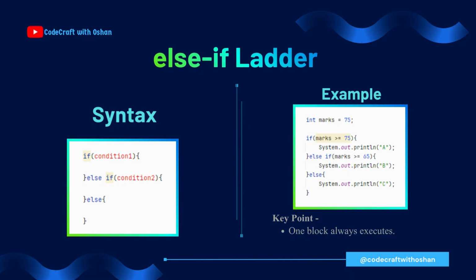Java checks from the top one by one. The moment it finds a condition that is true, it runs that block and skips everything else. And just like if else, one block always executes. So let's code this together.